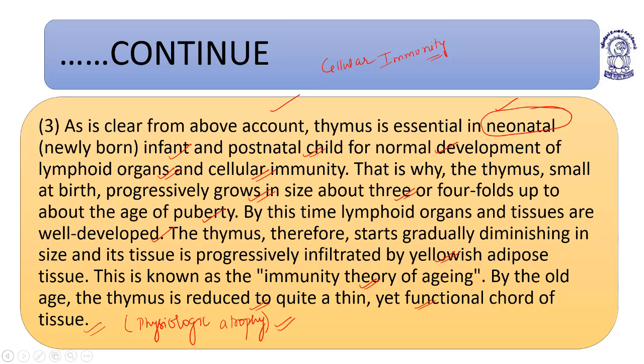So it is very clear from the above data what we have read about the thymus, that it is very essential for the development of lymphoid organs and cellular immunity, especially in neonates and in postnatal life. By the time of puberty, lymphoid organs and tissues get developed on their own, and that is why the thymus gets infiltrated by yellowish adipose tissue, and becomes a cord of tissue only to function to release the T lymphocytes.